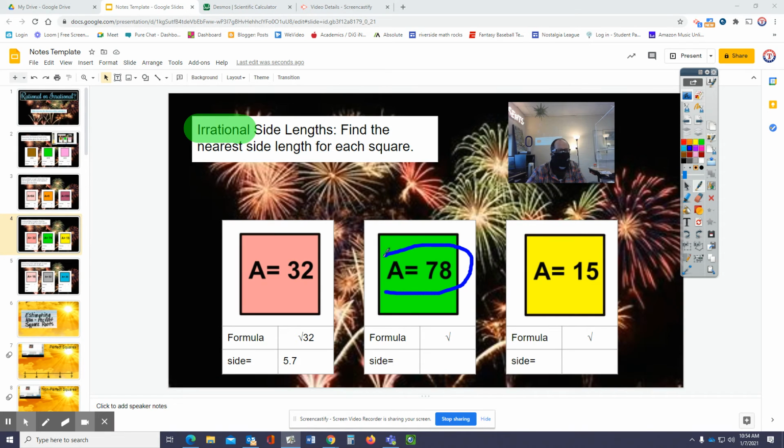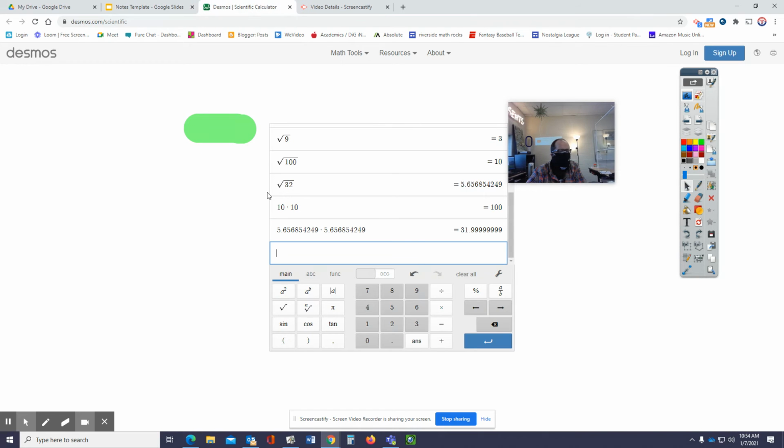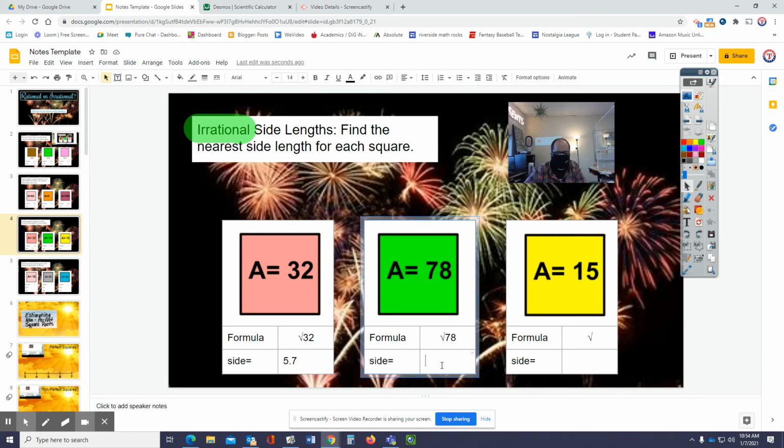If we had an area of 78, again, I'm going to go ahead and put this in my square root function here, 78. And when I go to the calculator over here, I'm going to say the square root of 78. Oh no, it gives me a really big decimal again. So here we have another irrational number. And I'm going to have to round this to about 8.8. So I can round this to about 8.8, but that's as close as it's going to get. It's not going to be exactly 78.